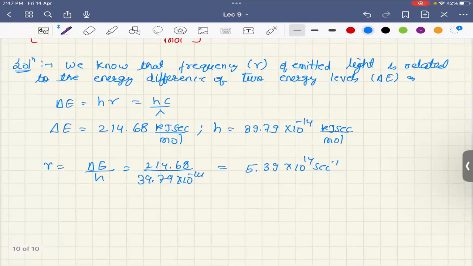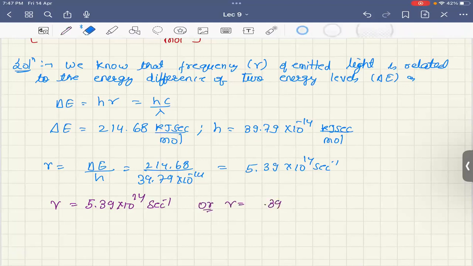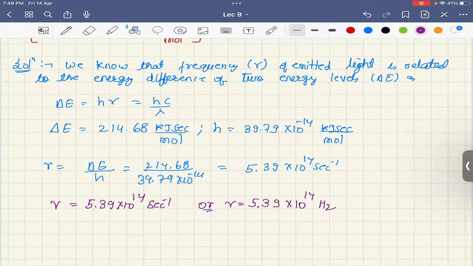Hence nu is nothing but 5.39 × 10 raised to power 14 second inverse, or 5.39 into 10 raised to power 14 hertz, right? So this is the answer.